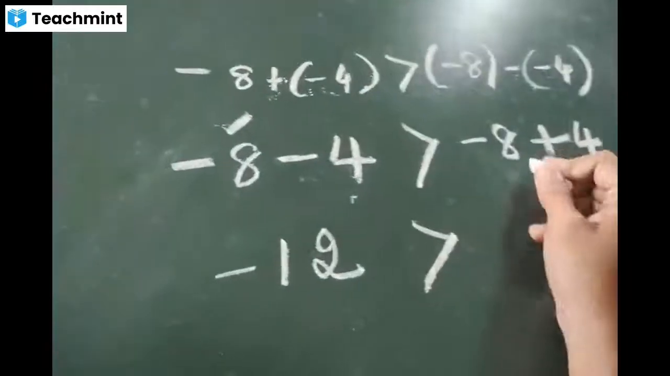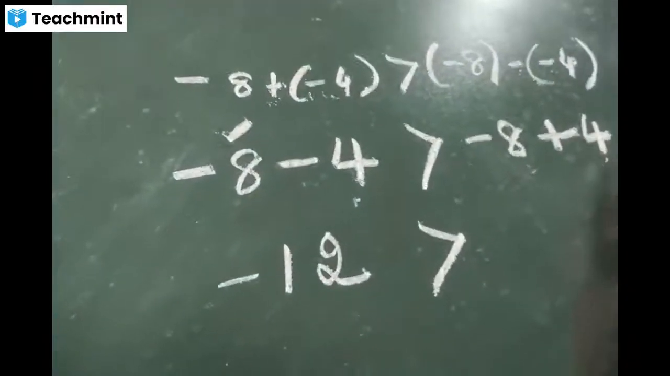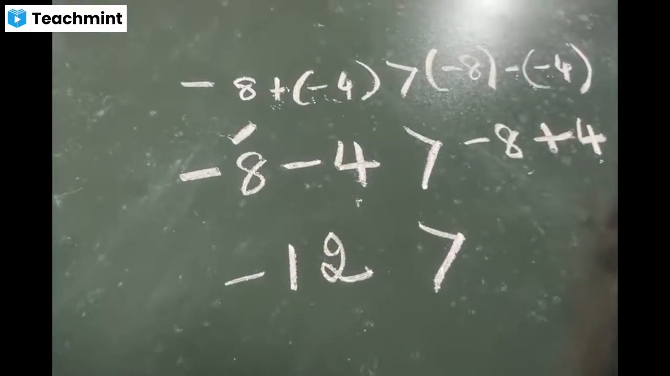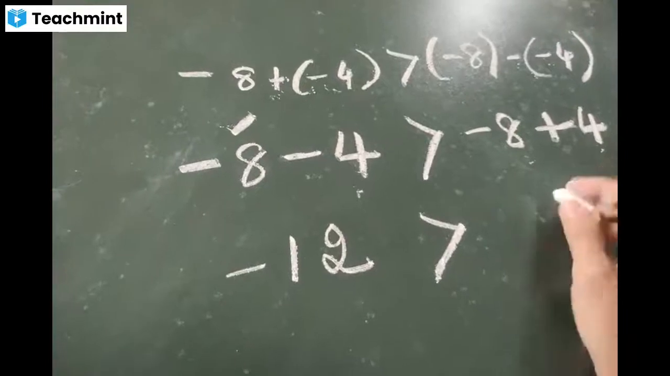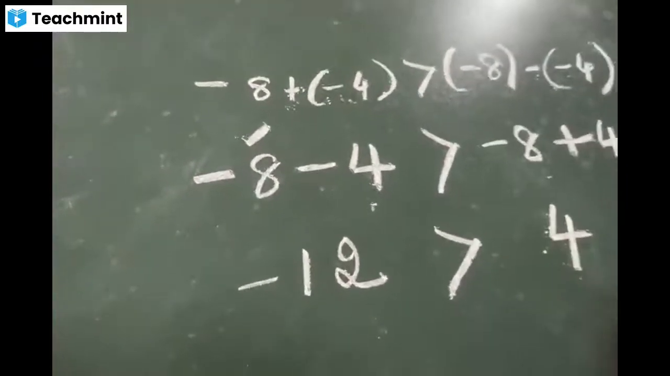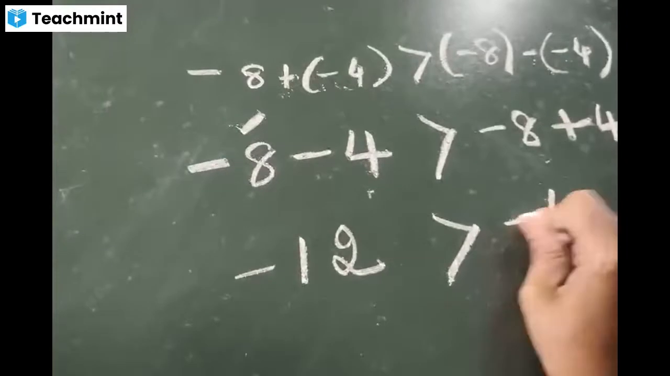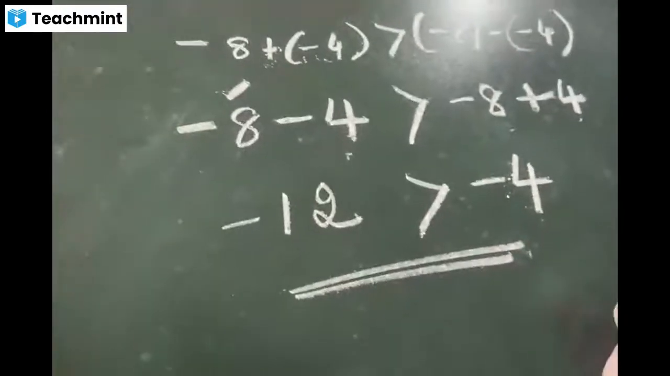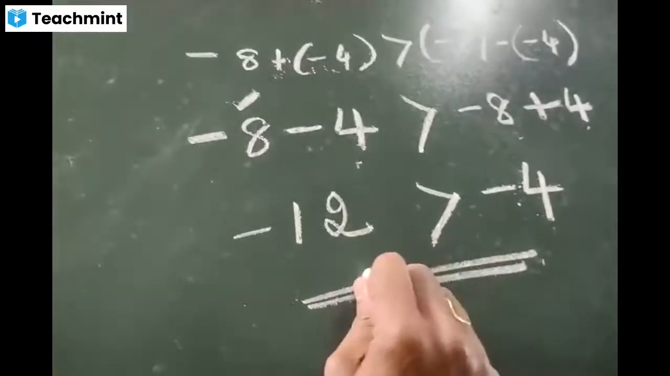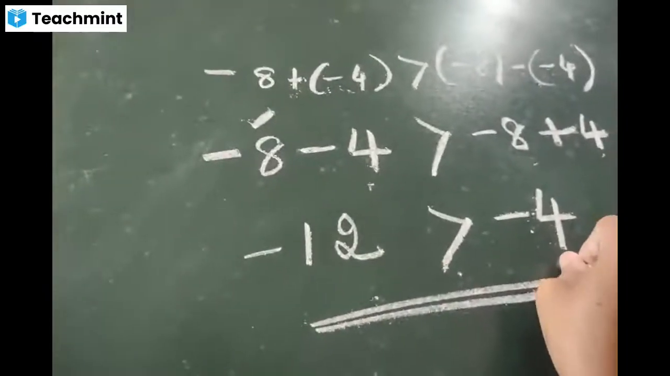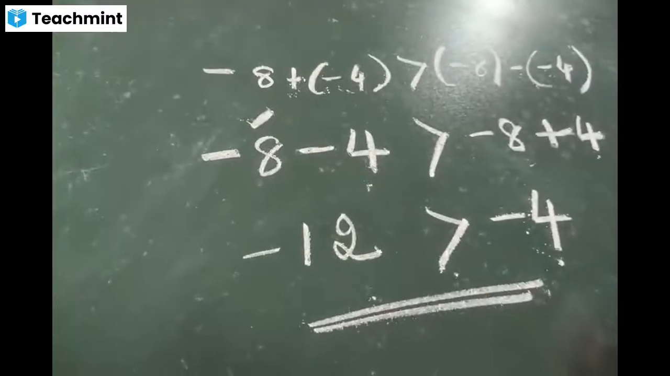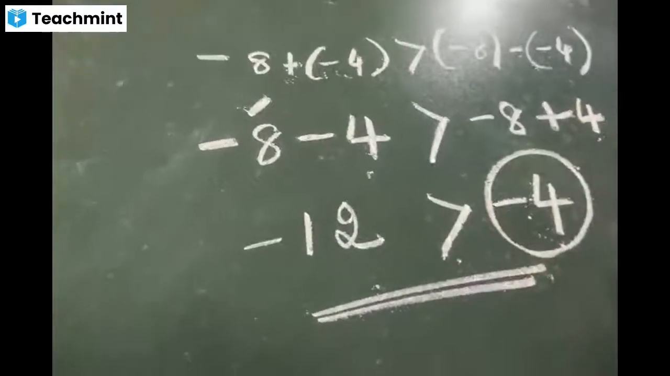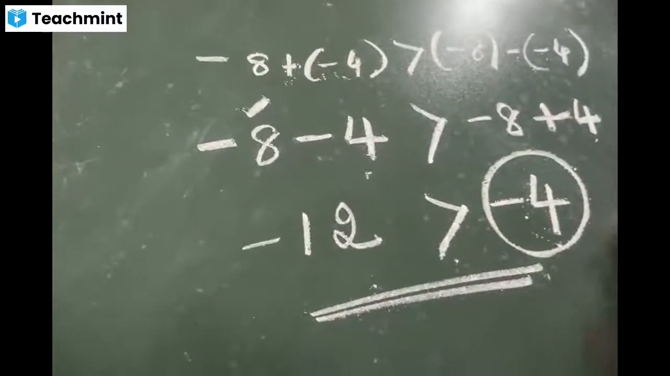So next here, minus 8 plus 4. One is negative, one is positive. What to do? We subtract, and the number sign is minus. Now, is it true or false? Is minus 12 greater than minus 4? False. Minus 4 is greater. So the first option is wrong.